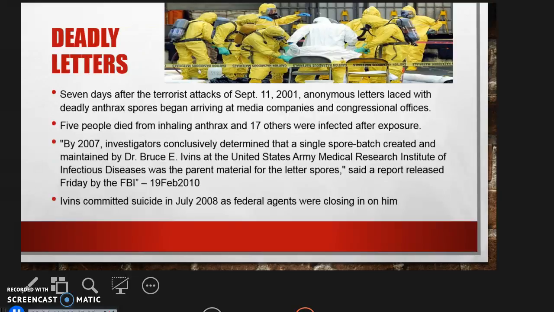And just to refresh your memory on something that did happen in the U.S.: 7 days after the terroristic threats, 5 people died from inhaling anthrax, and it was all traced back to a single spore batch created by Dr. Bruce Ivins. He later committed suicide as the federal agents were closing in on him.